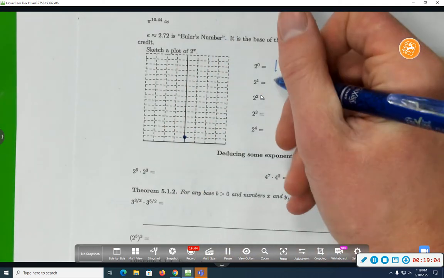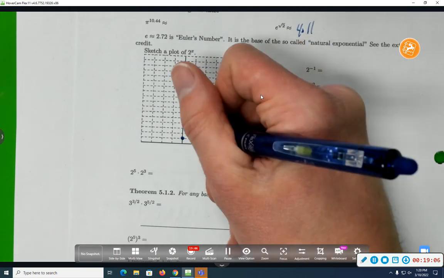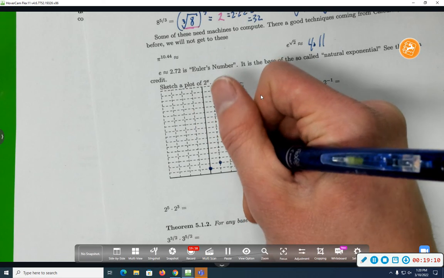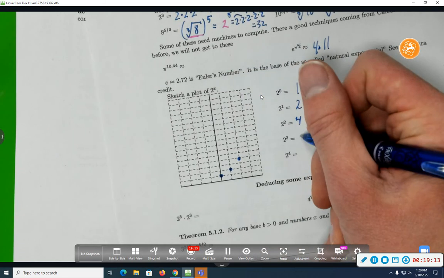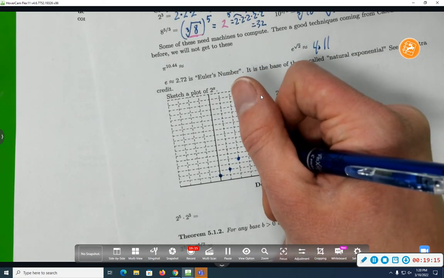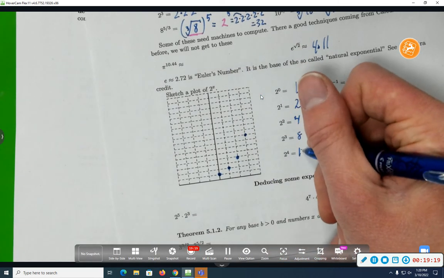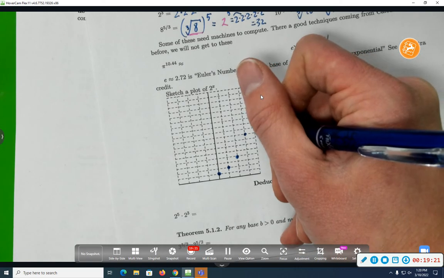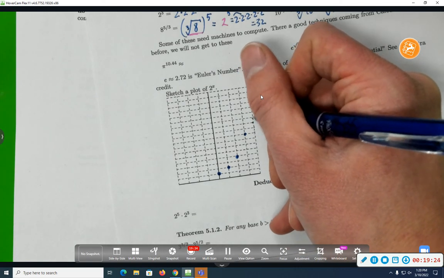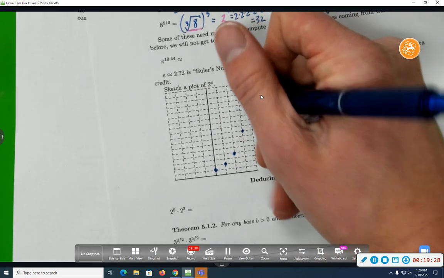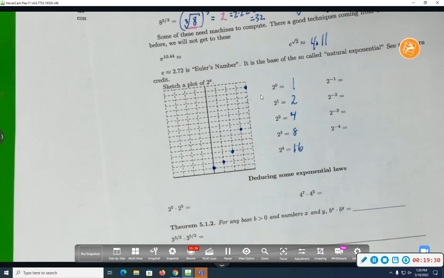2 to the 1. Nice. Let's just keep on going. 2 to the 2 is 4. 2 to the 3 is 8. 4, 5, 6, 7, 8. 2 to the 4 is 16. 8, 9, 10, 11, 12, 13, 14, 15, 16. And now let's go the other way. What's 2 to the negative... Well, yeah, 2 to the negative 1.